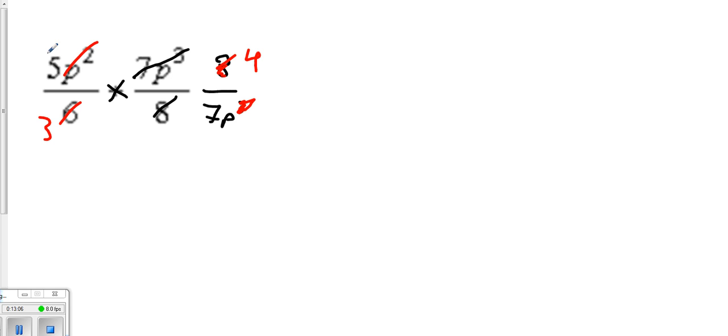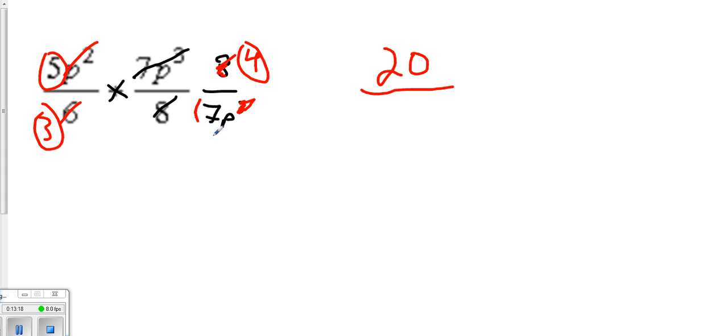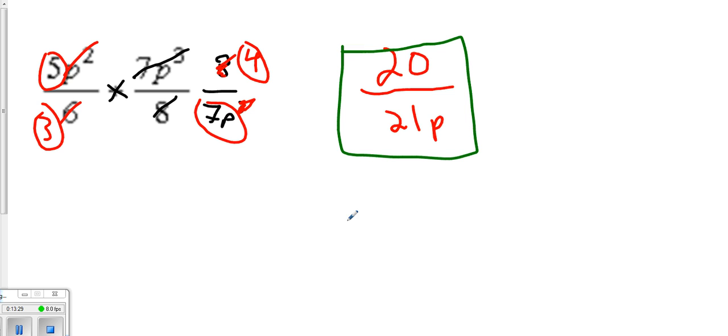So now we just have 5 on top and 4. Those would multiply to make 20. Over, we have a 3 on bottom and 7p. 3 times 7 makes 21, still multiplied by p. So this would become our simplified rational expression then. So again, dividing means multiply by the reciprocal. Turn it to times, flip these around.